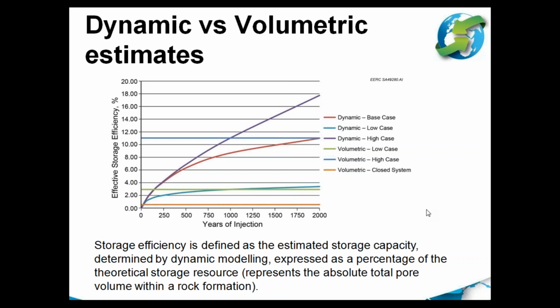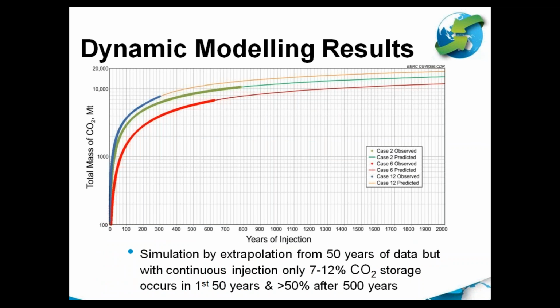And what you will notice in the graph, and this is the Minnelusa Formation, is the difference between the two volumetric estimates, that is a high and low estimate, and the high, medium, and low case for dynamic estimates. And you'll notice there is a big difference between the two, which is an effect of the dynamic influence.